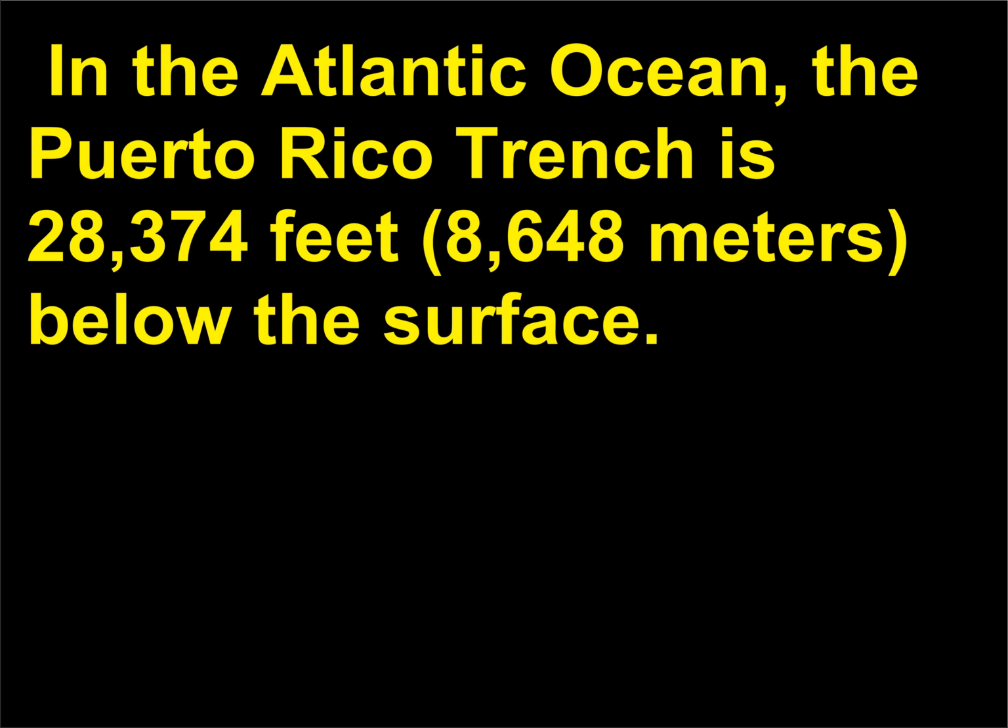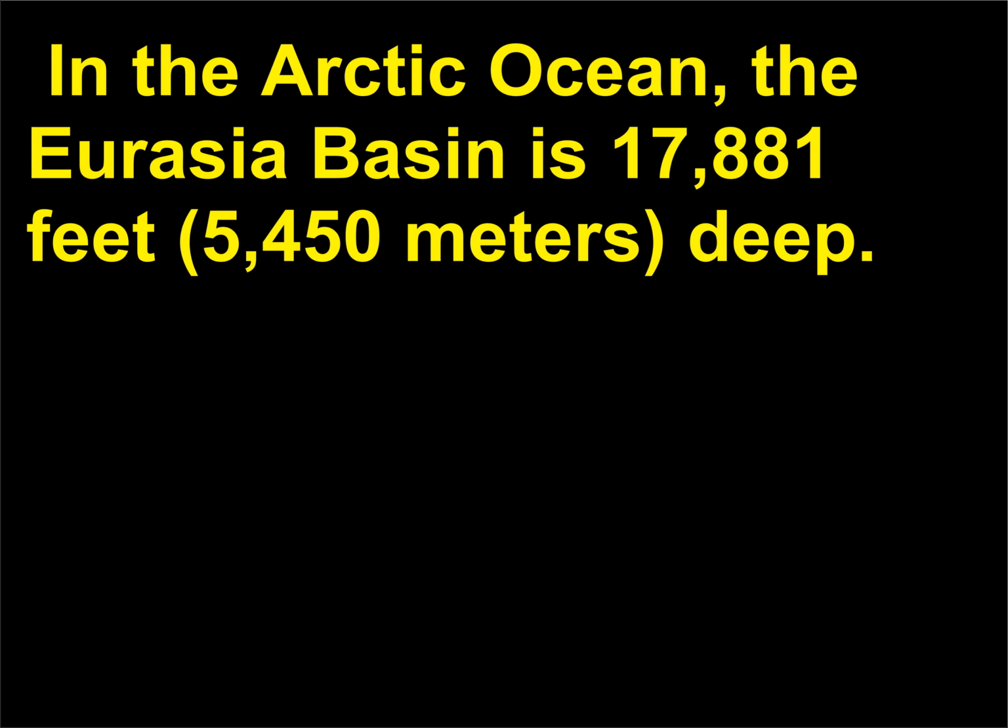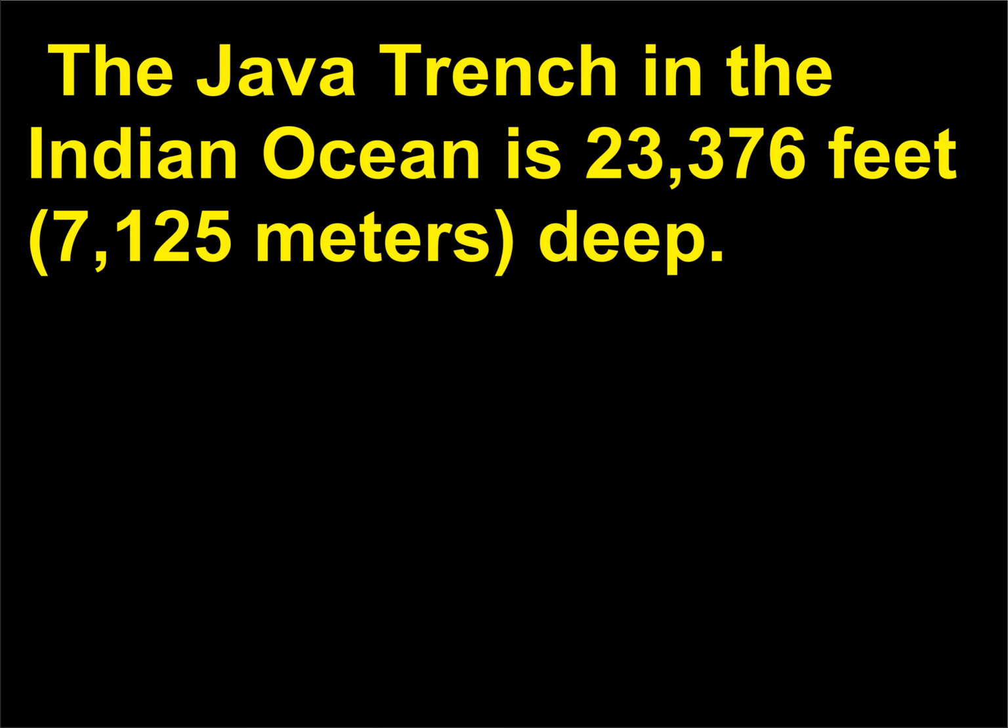In the Atlantic Ocean, the Puerto Rico Trench is 28,374 feet, 8,648 meters, below the surface. In the Arctic Ocean, the Eurasia Basin is 17,881 feet, 5,450 meters, deep. The Java Trench in the Indian Ocean is 23,376 feet, 7,125 meters, deep.